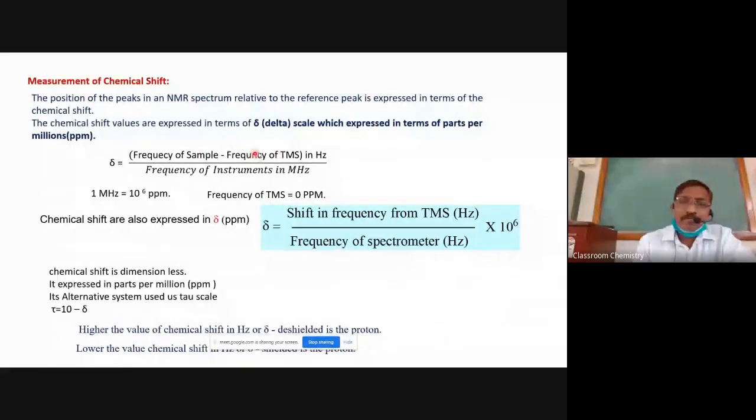Now the frequency of sample minus frequency of TMS, where TMS is 0, and the frequency of instrument is, suppose we say 300, so it is 300 megahertz, but it varies, and that's why instead of hertz we measure in terms of delta. In that case we directly take the shift in frequency from TMS divided by the frequency of instrument into 10 raised to 6. So shift means the exact position of the proton from TMS, which is 0. Therefore the frequency of that proton we directly write here, divided by instrument frequency into 10 raised to 6, so we can calculate it in terms of ppm.